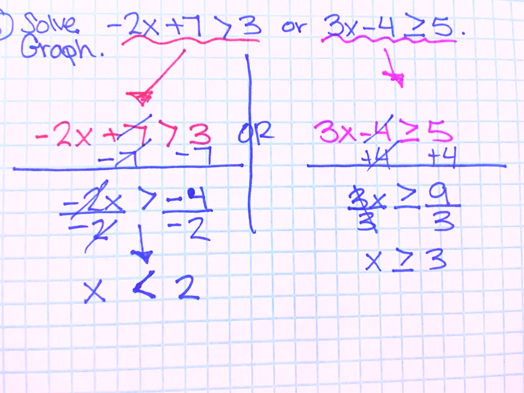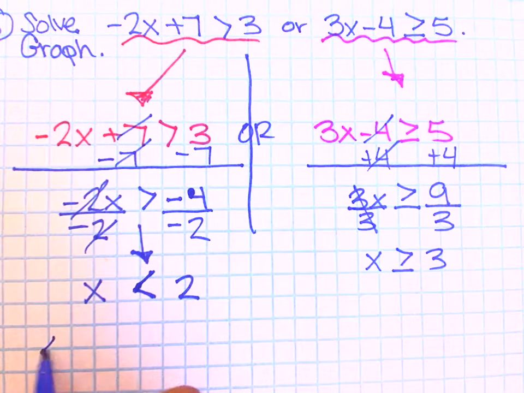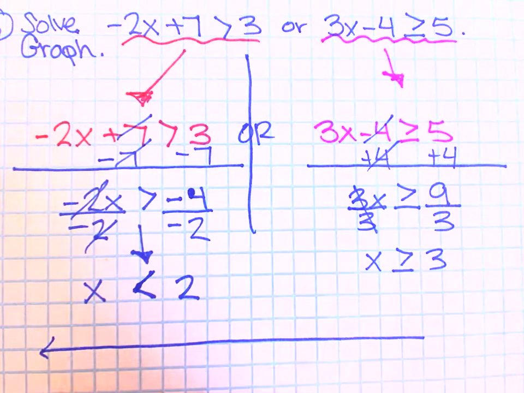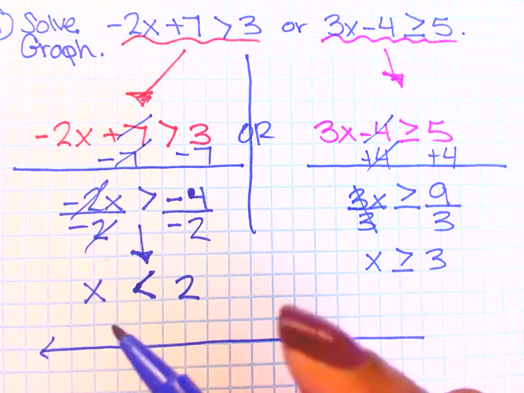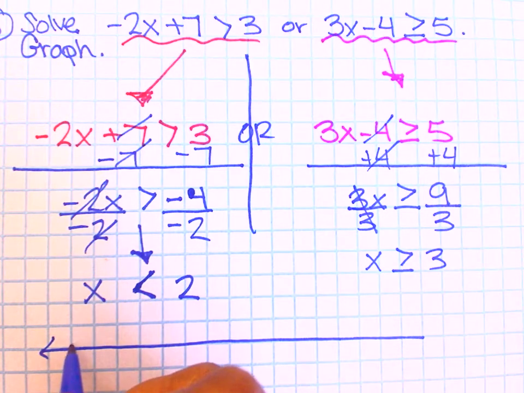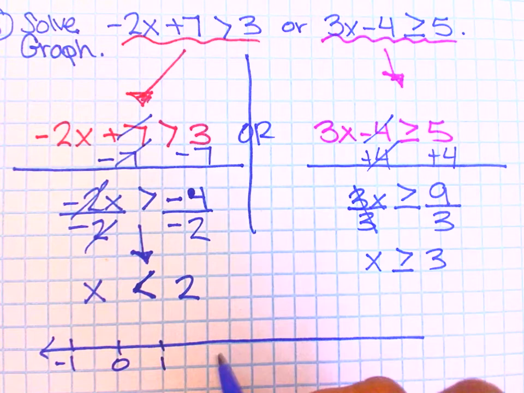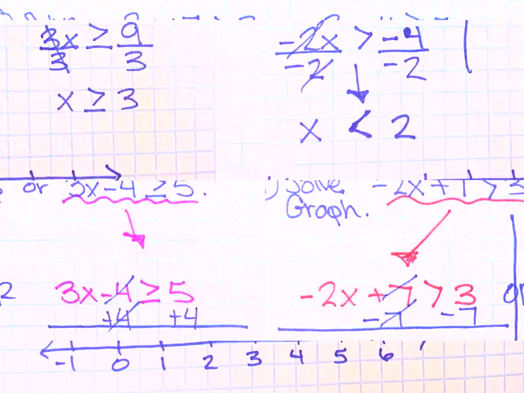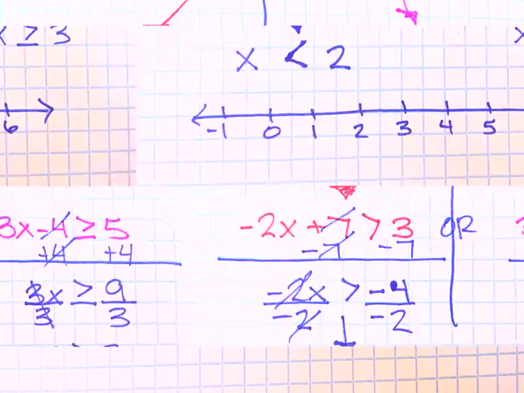Now we're going to graph. So everyone draw the graph, please. So my graph is going to go, let's see. I'm going to make this -1, 0, 1, 2, 3, 4, 5, 6. Everyone draw your graph, please.